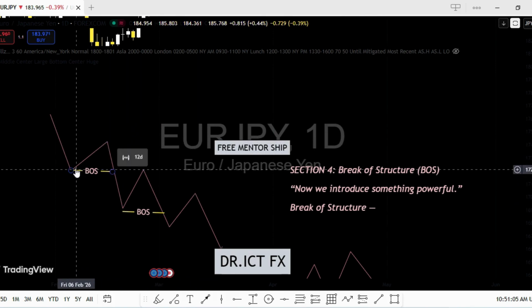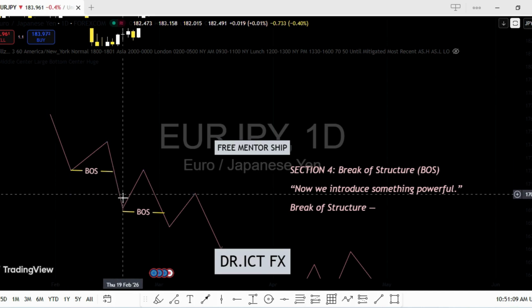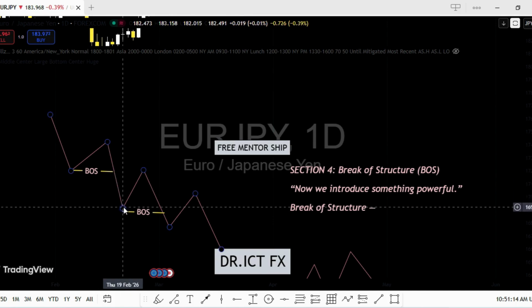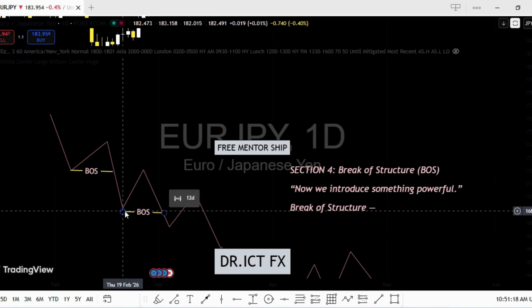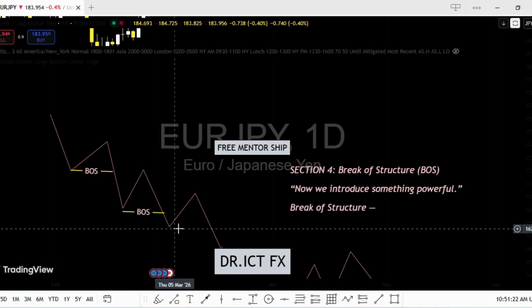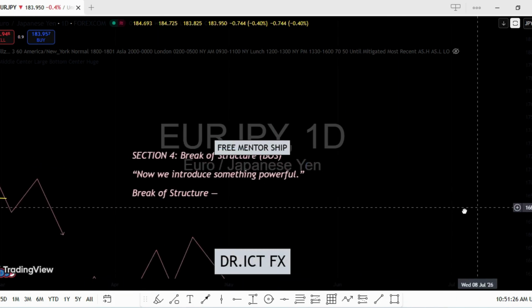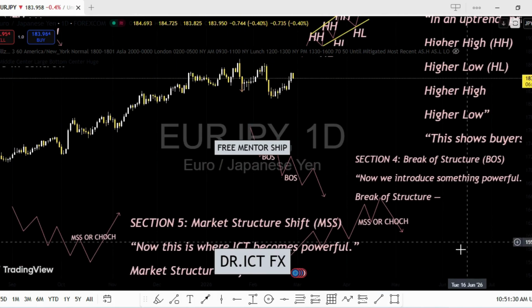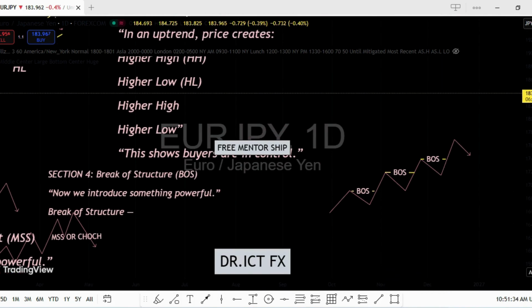When I break below this swing low, or lower low, that indicates that I'm still bearish, continuing the downtrend. When I come back in a retracement and then break below this swing low, or lower low, that shows I'm still going down. Let me go to the bullish break of structure. The bullish break of structure is here.